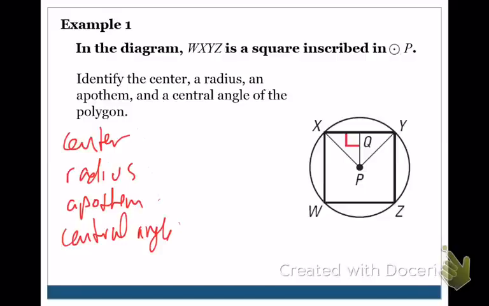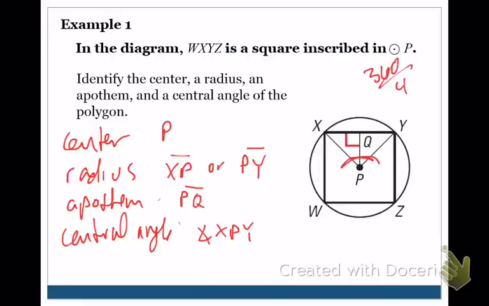Okay, the center of this polygon is at P. A radius would be segment XP, or segment PY. If you picked that one out, that's fine too. The apothem is PQ, and a central angle would be angle XPY. And just so we can keep reinforcing these ideas, this is a square. It's four-sided. If I wanted to know the measure of this central angle, I would just take 360 divided by 4, because there are going to be 4 of them if you draw in all the radii. So you get 90.